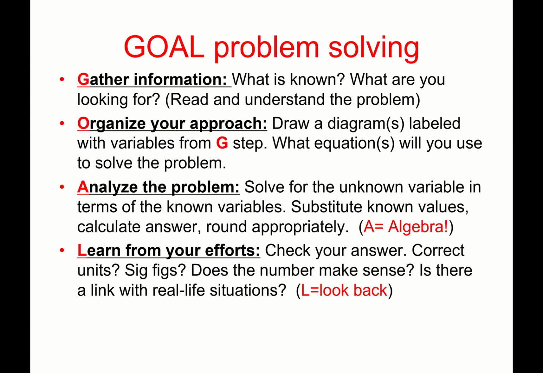Then organize your approach. So the O is for organize. Draw a diagram usually for a problem. Label all the variables that you've figured out from the G step. And then based on that, look at the equations and figure out what variables you know, what you don't know, what you are looking for, and so what equation can you use to solve the problem. We'll go through that in more detail in a few minutes.